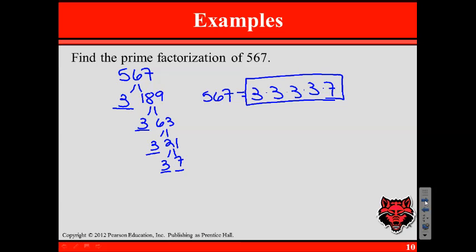Now, if you found these factors in a different order, and maybe you had 3 times 7 times 3 times 3 times 3, that's exactly the same, and that's perfectly fine. It doesn't matter the order that the factors are written. I like to put mine in numerical order because I'm quirky like that. But it doesn't matter the order the factors are written as long as the correct number of each factor shows up in the solution.